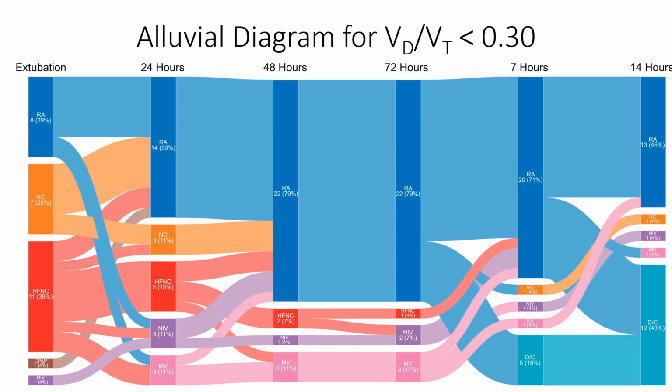This is the alluvial diagram, which just tracks what happened to the patients over time. These are the patients with the low or normal VDVT. Most of them are on nasal cannula and room air, and by 72 hours the vast majority are on room air, or high flow nasal cannula. A couple were reintubated. Then over time some of these cross back over.